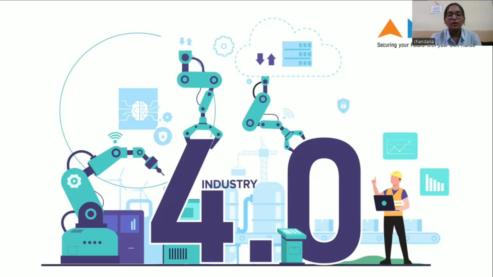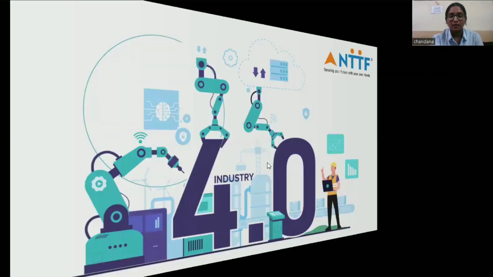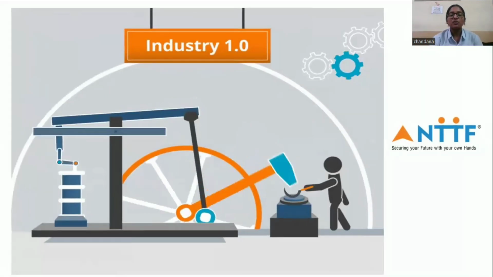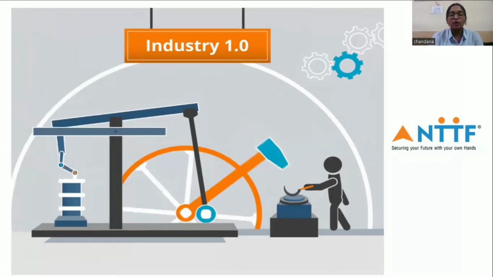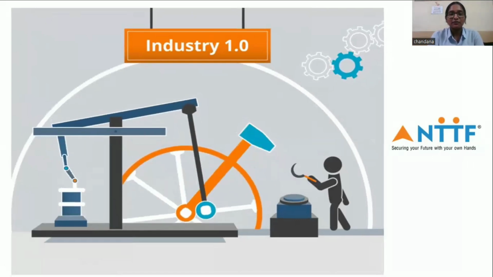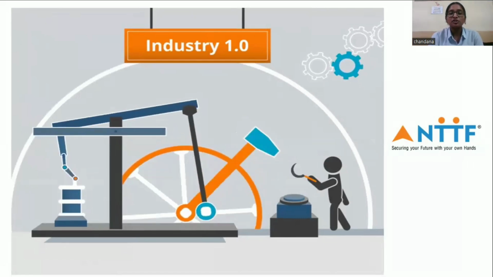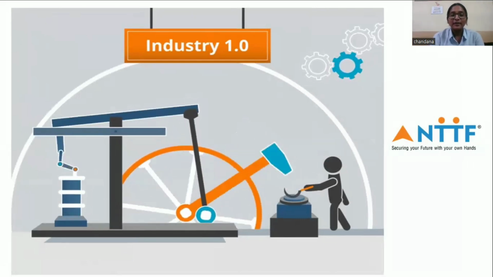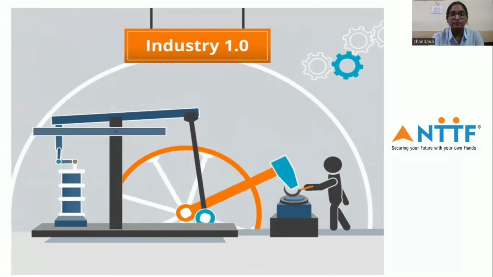Before we know more about Industry 4.0, let's have a quick recap on the Industrial Revolution. First, we have Industry 1.0. Industry 1.0 started in 1784, and this industry consisted of mechanization and the introduction of steam and water power. For example, we have the steam engine.